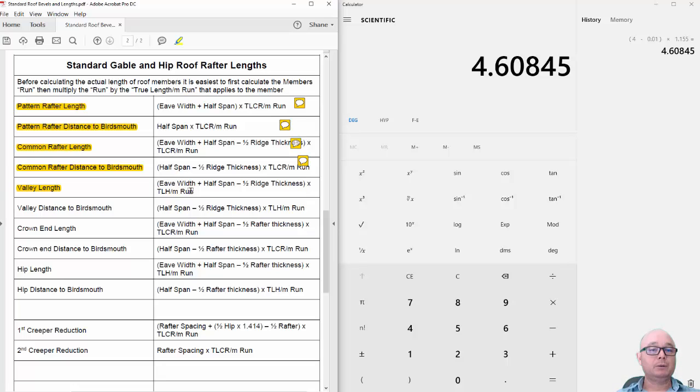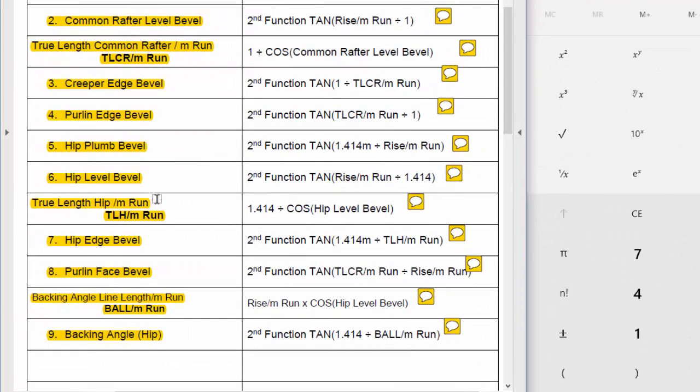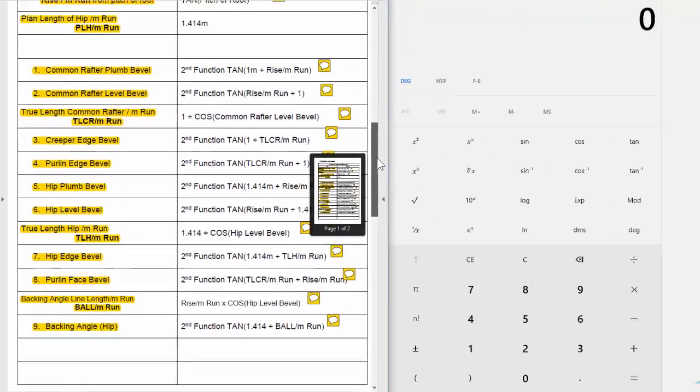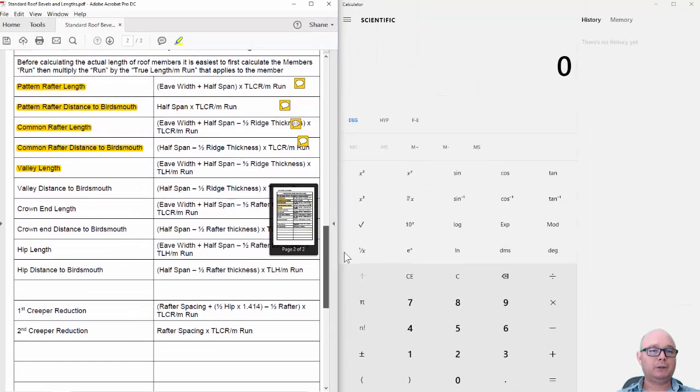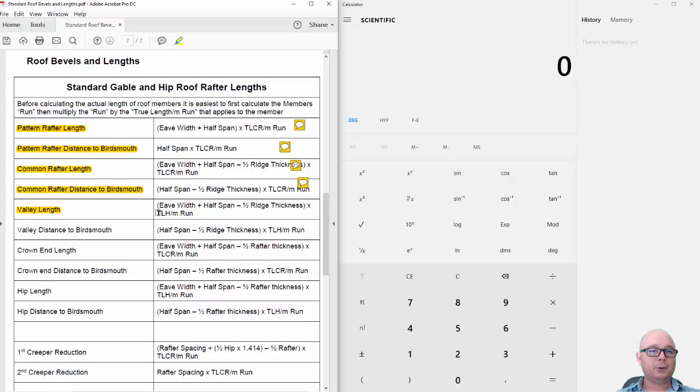The true length of hip per metre run, we haven't used that yet, but if we refer back to our previous calculations, that's where you'll find it. If I have a look at that, our true length of hip per metre run is 1.527. So going back to the valley length calculation, we know that the true length of hip per metre run is 1.527 now, and we can input that information into the calculator.